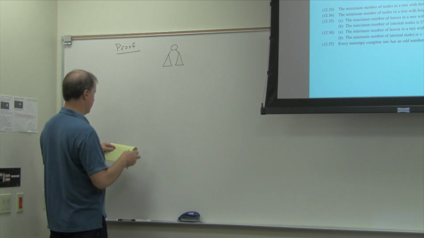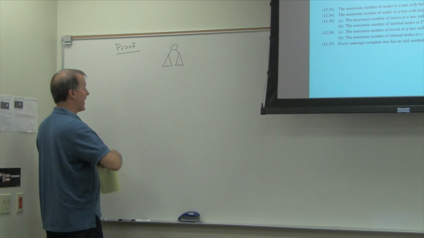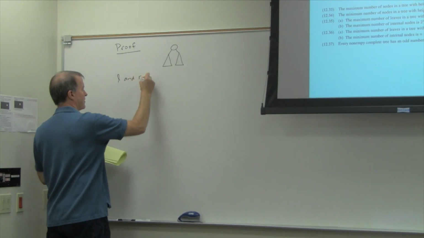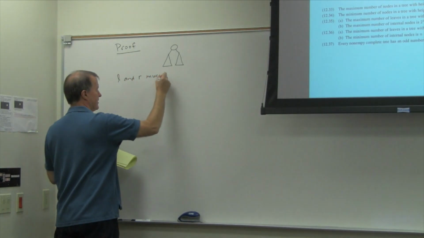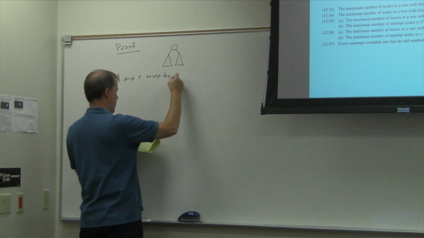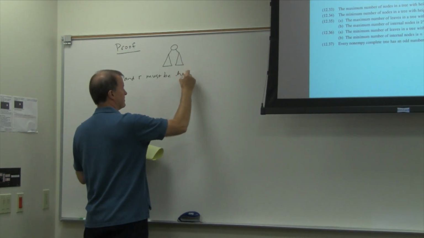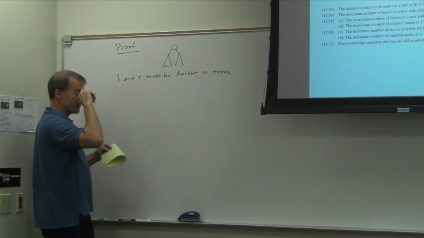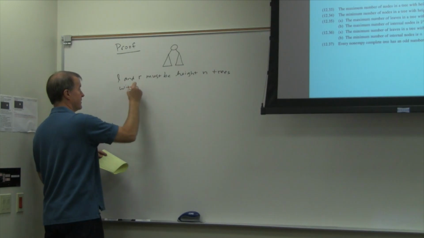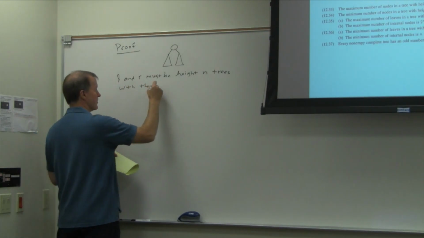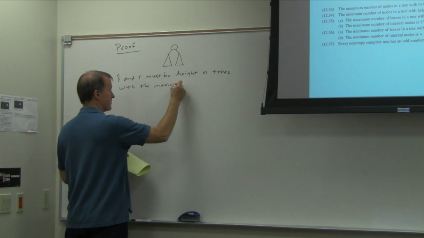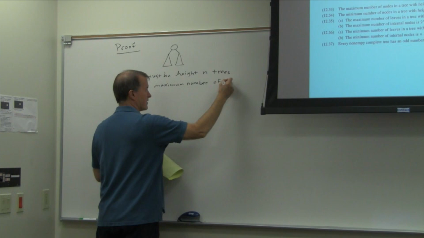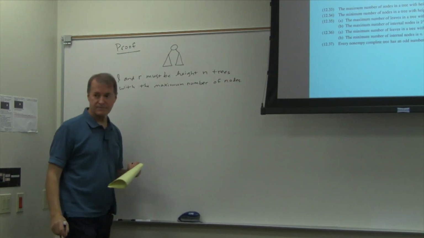So we make that observation. So here's our proof. L and R must be height n trees with the maximum number of nodes, right? That's an observation. With the maximum number of nodes. Yeah?